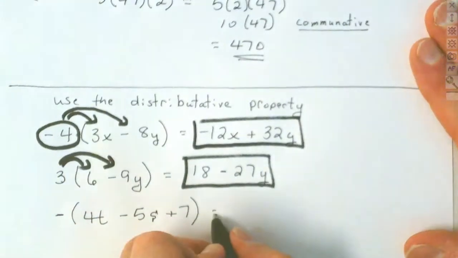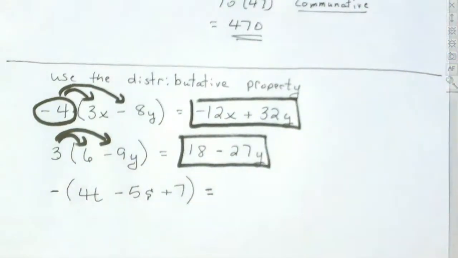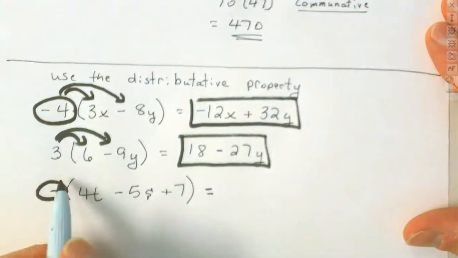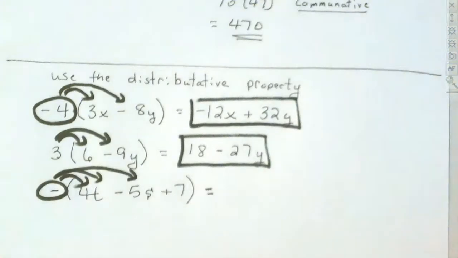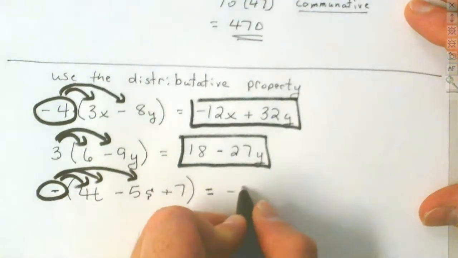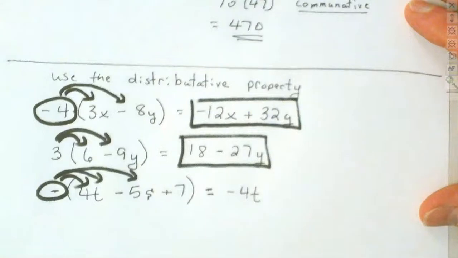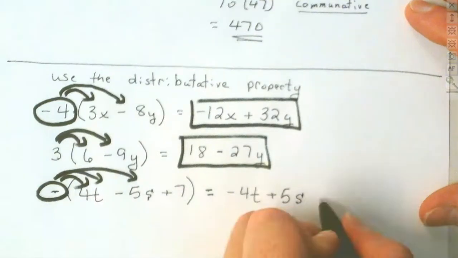How would you use the distributive property here? Well, when we look at this one, what do we have in front? We have a negative, and so that negative gets pushed or distributed through each part. And when we push or distribute through that negative, what happens to my signs? They're going to switch. So a negative times a positive 4t, well, that makes it a minus 4t. Negative and negative makes it a positive 5s. And negative and positive makes it a negative 7.